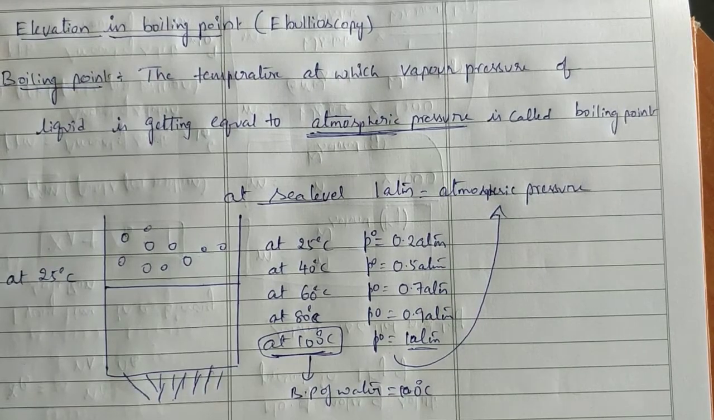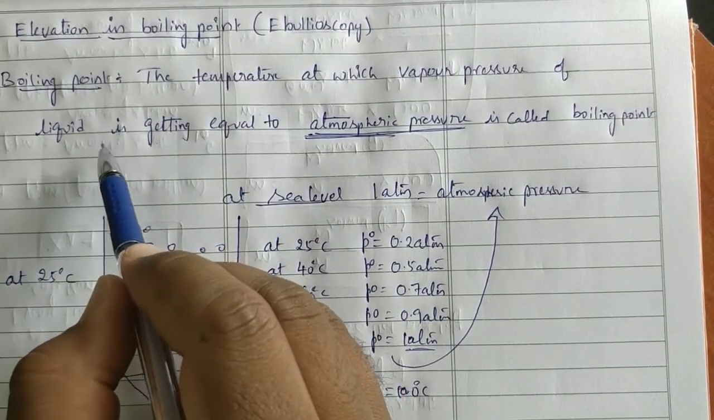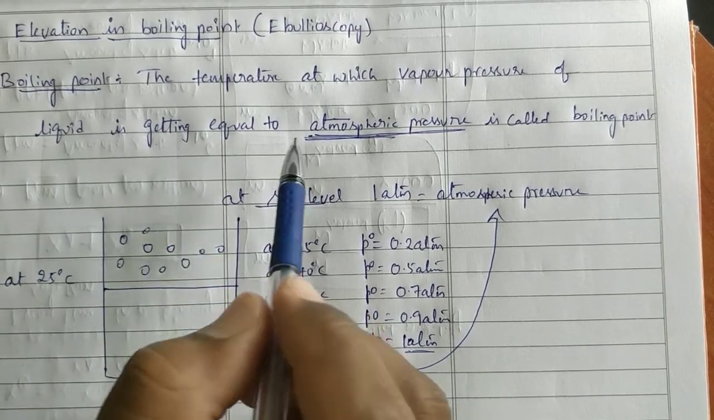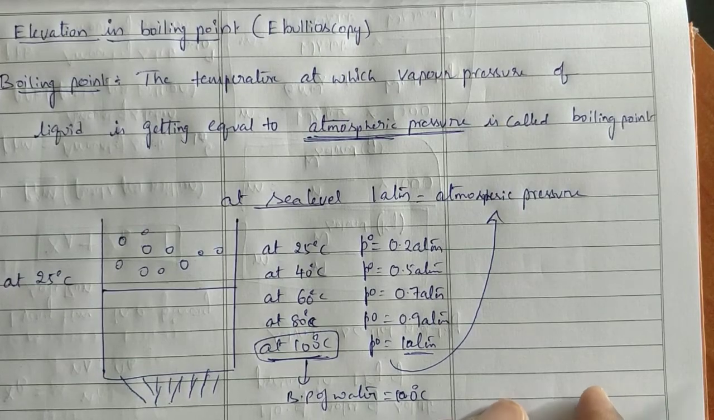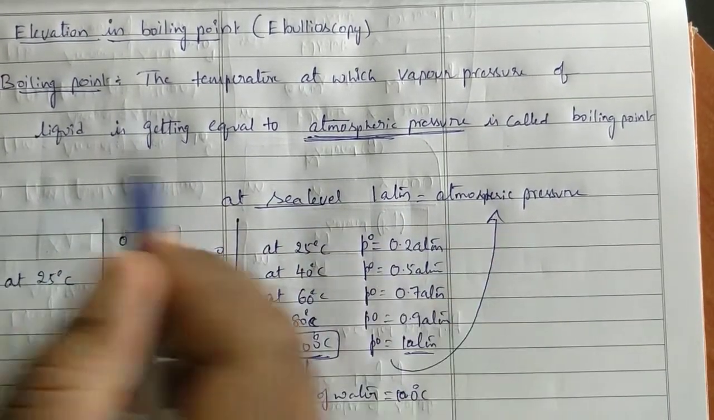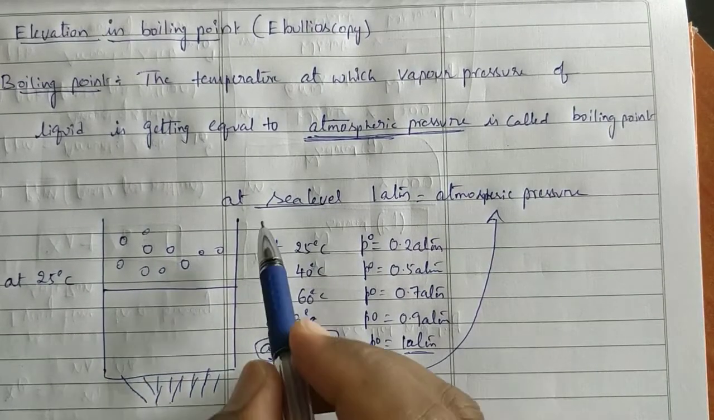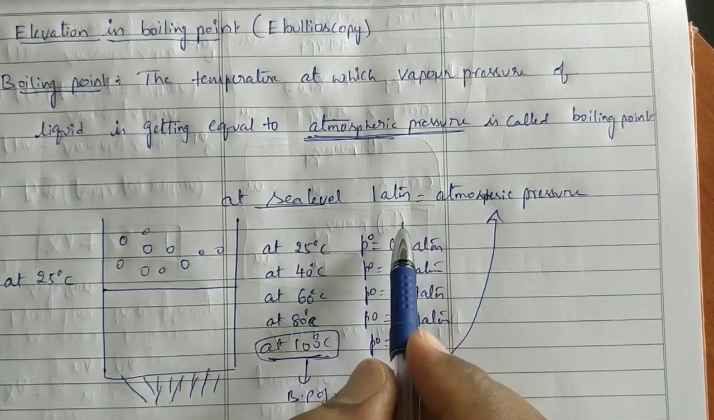Now read the definition once again. The temperature at which the vapor pressure of a liquid is getting equal to atmospheric pressure is called boiling point. Is it clear? That is the definition. Now I have done one experiment at sea level. 1 atmosphere is equal to pressure is equal to 1 atm.